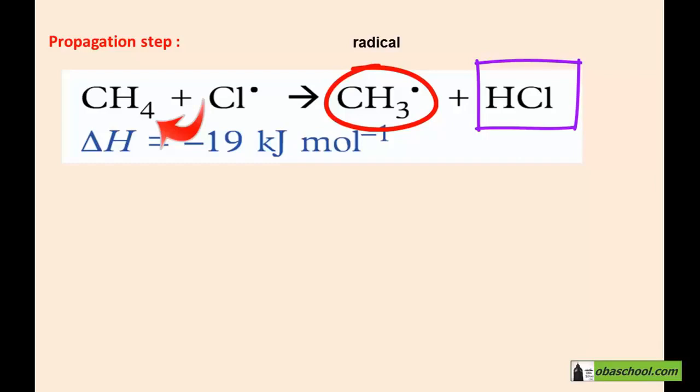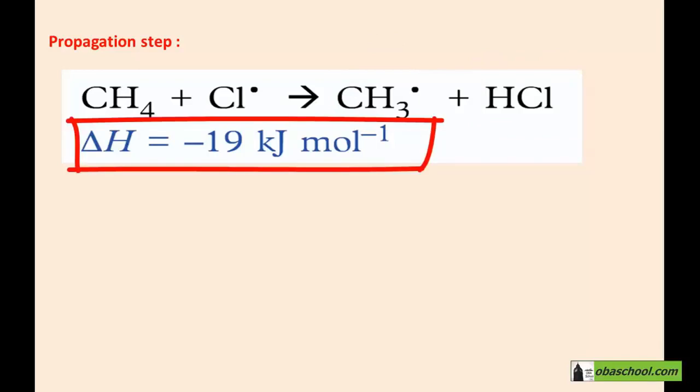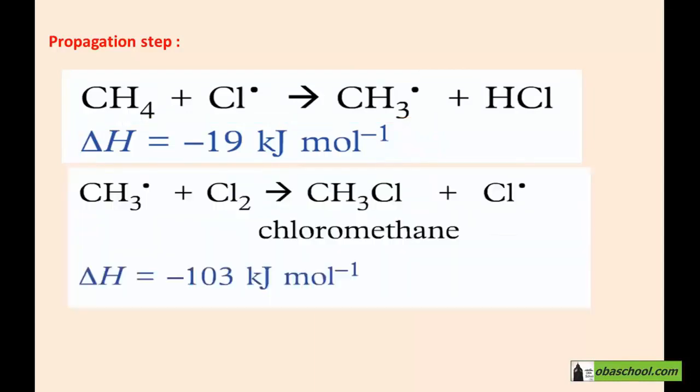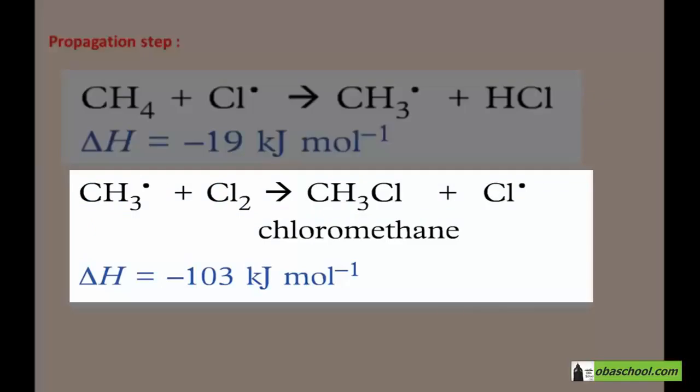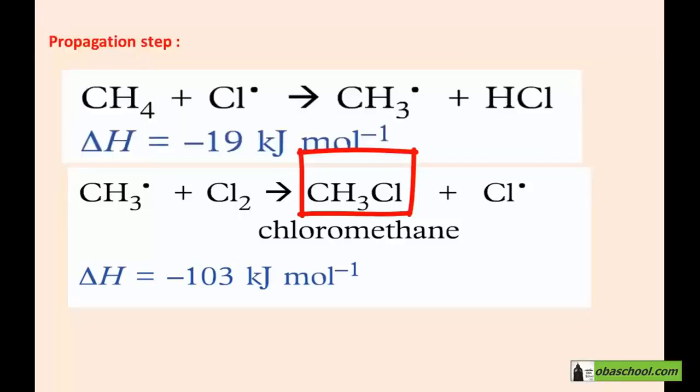So in the propagation step, the Cl radical will take a hydrogen atom from the alkane, making the alkane a radical. So we have a CH3 radical. Delta H for this reaction is negative, so it is an exothermic reaction. The propagation step is not over yet. The alkane radical will take a Cl atom from Cl2, so a new compound has formed.